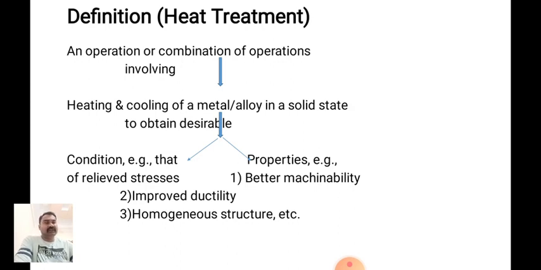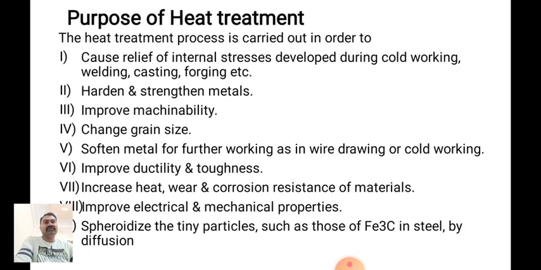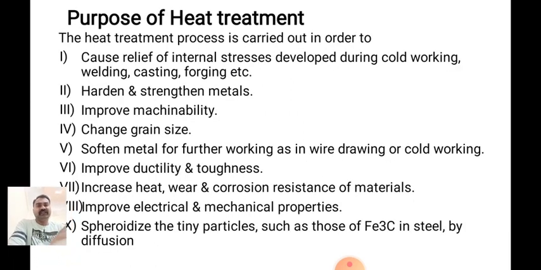Understood. Next we will have to study the different purposes of the heat treatment process, or what we can say are the objectives of the heat treatment process. Now we will understand the objectives one by one. Heat treatment is carried out in order to relieve internal stresses developed during cold working, welding, casting and forging. We have already studied in MP1, manufacturing process 1, the cold working process, hot working process, welding, casting, forging.